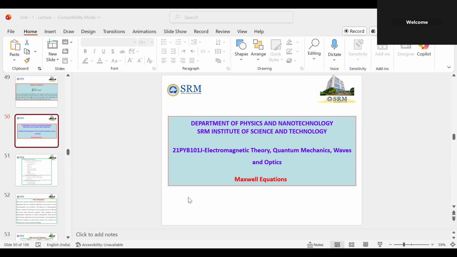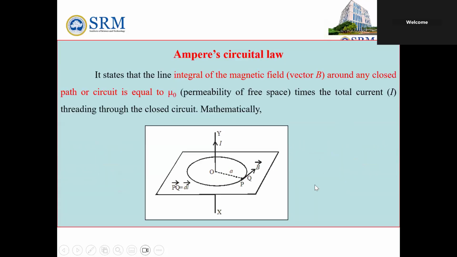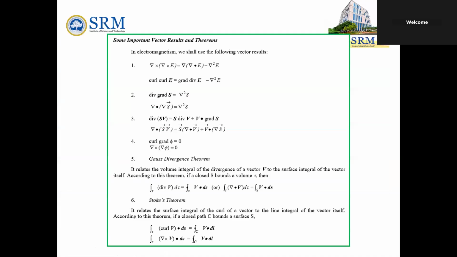Maxwell's equations are the fundamentals of electromagnetic theory. Maxwell derived four equations based on electricity and magnetism. Before that, we should learn some important equations. Now we will discuss some important vector results and theorems. In electromagnetism, we shall use the following vector results.